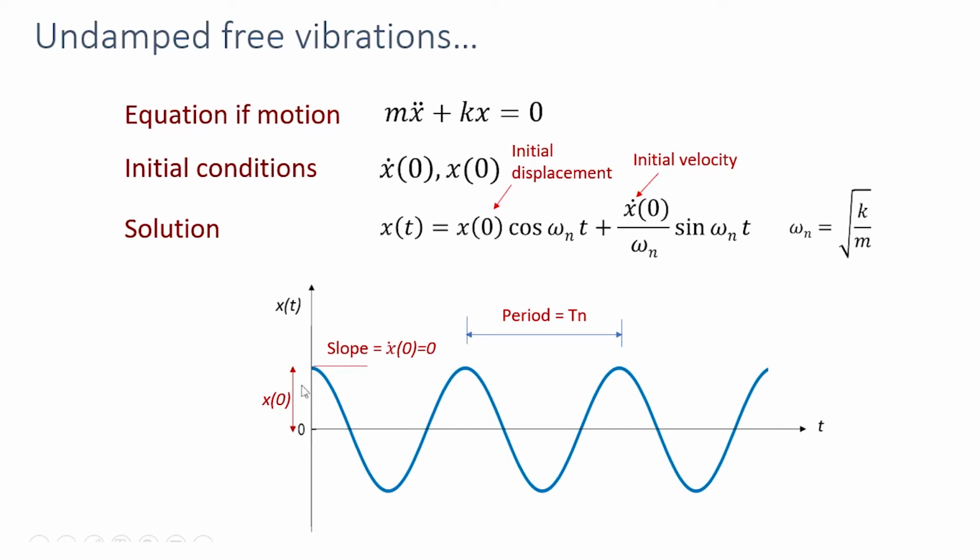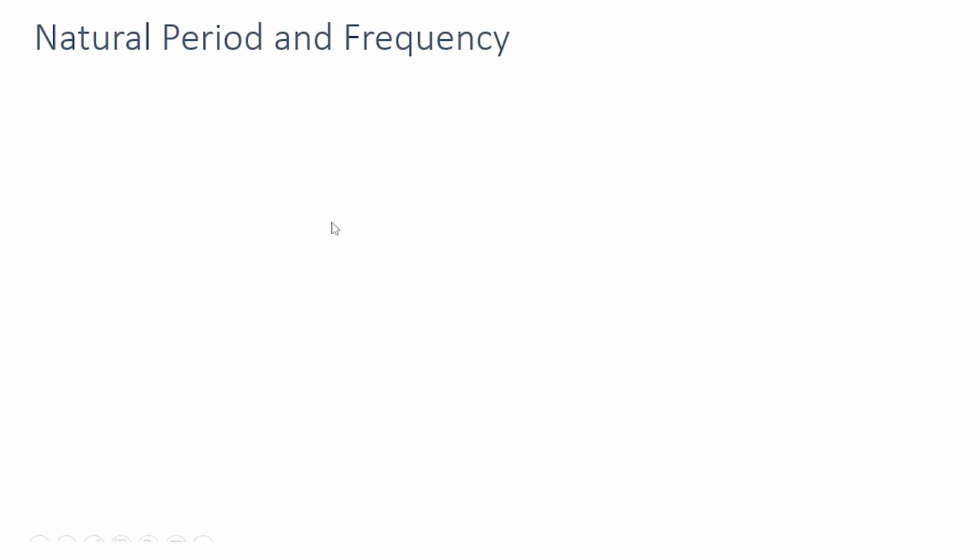And if there's no initial velocity given, and there's only initial displacement, then the nature of the curve will be like this. The slope at 0 will be 0, so that will be flat. Now we will look at the natural period and frequency.